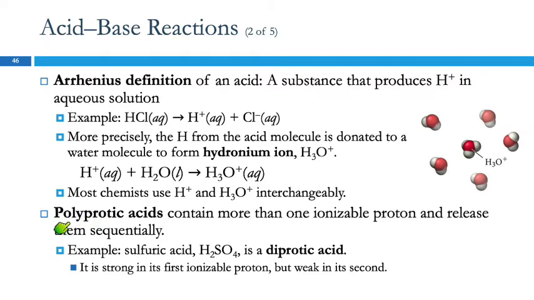Polyprotic means many protons. So these are acids that have more than one hydrogen ion that can come off. So something like sulfuric acid, H2SO4, has 2 ionizable protons, 2 ionizable hydrogens. So this is a diprotic acid. And just for completeness' sake, it's strong in the first ionizable proton, but it's weak in the second.